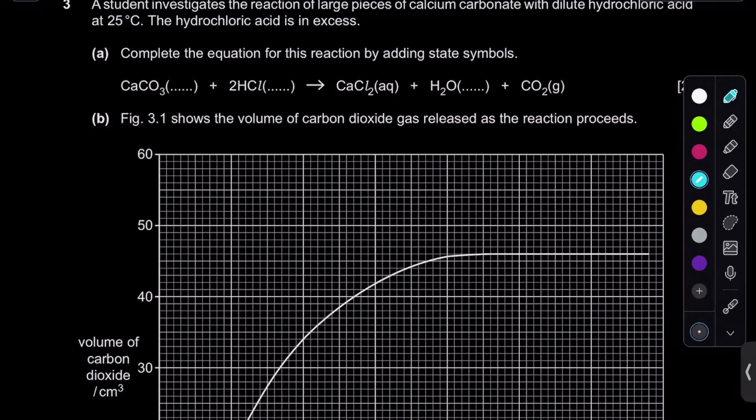A student investigates the reaction of a large piece of calcium carbonate, which is a solid, with hydrochloric acid. Hydrochloric acid, just from the name we know that this is going to be aqueous. Because if it was not aqueous, then it would be hydrogen chloride. Similarly, water is liquid, and yeah, state symbols are done.